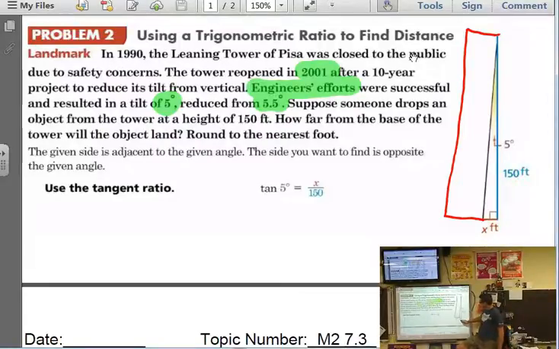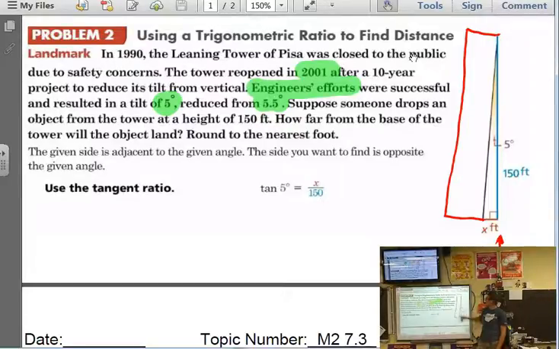What we want to know is if I drop something off the very top of the tower and it falls perfectly to the ground. Let's say Brian's at the top of the tower and Caleb's at the bottom, and Brian wants to hit Caleb. Because they always got to screw with each other. Where should Caleb stand? How far away from the tower?